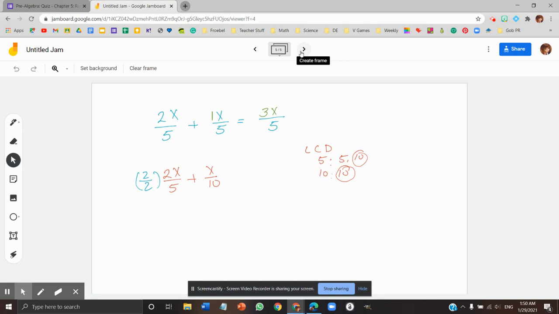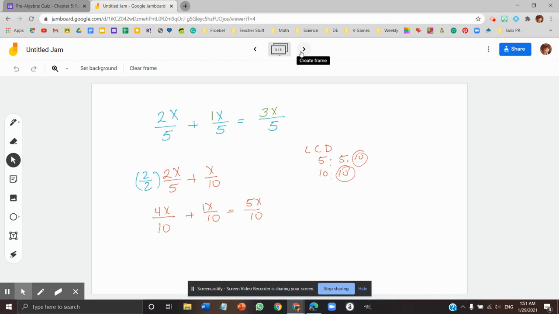Now 2 times 2 is 4x, and 2 times 5 is 10. And the other one is just going to stay the same. And again, I may not see it, but there's a 1 there. Now I have the same denominator, so I'm going to leave it there. And how much is 4x plus 1x? That will be 5x.